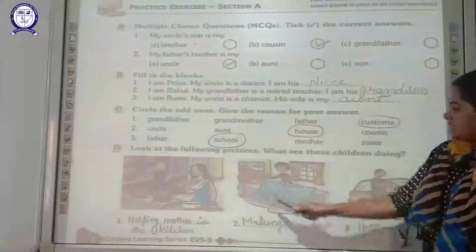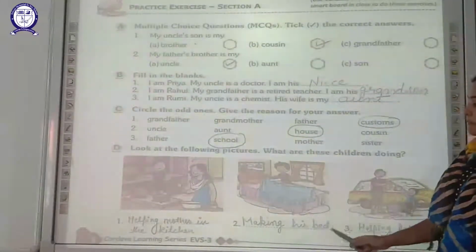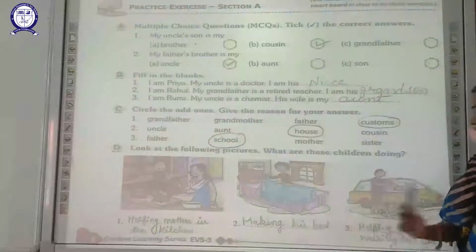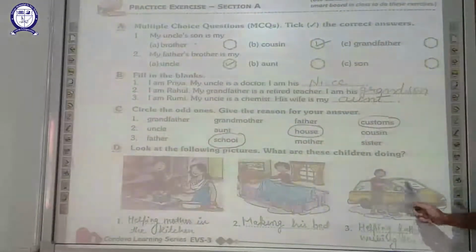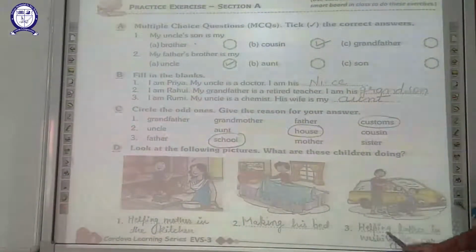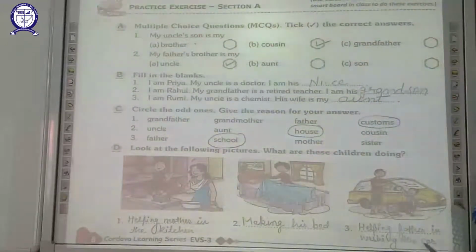Next one is, as you can see, this child is making his own bed. So the answer is making his bed. Lastly, as you can see, this child is helping his father in washing the car. So the answer is helping father in washing the car.